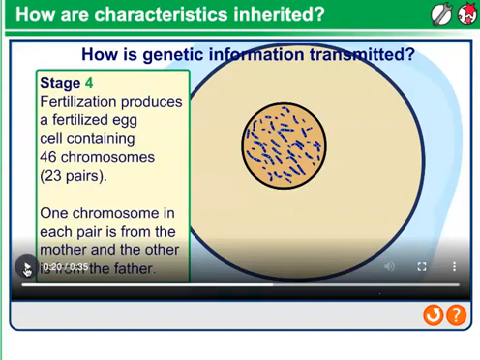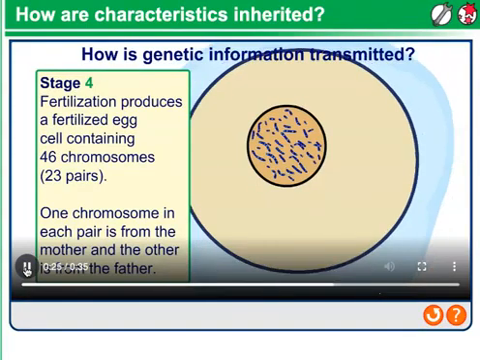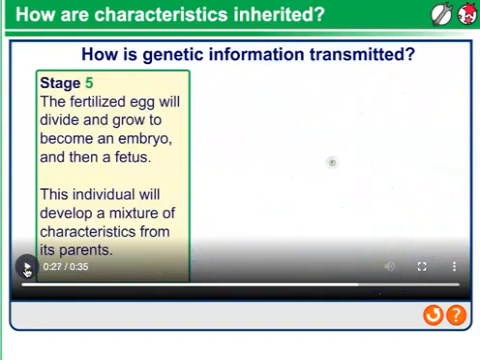Stage 4, fertilization produces a fertilized egg containing 46 chromosomes in 23 pairs. One chromosome in each pair is from the mother, and the other is from the father. In stage 5, the fertilized egg will divide and grow to become an embryo, and then a fetus. This individual will develop a mixture of characteristics from both parents.